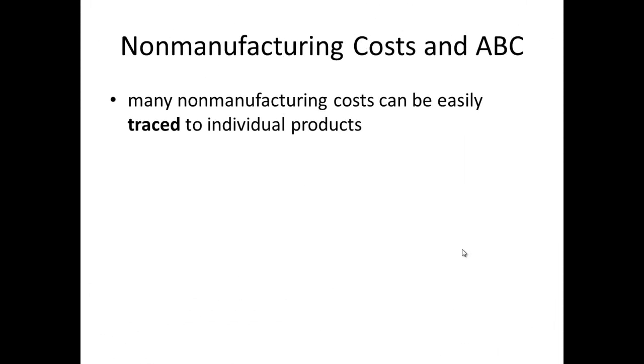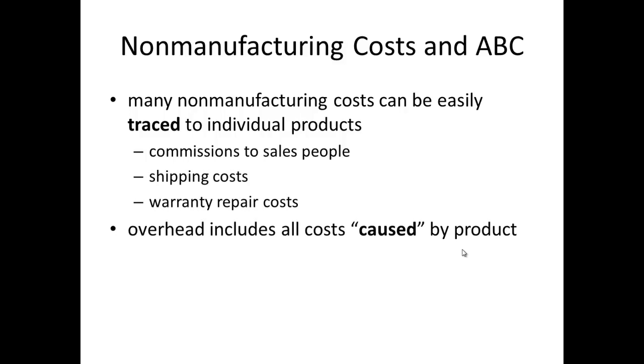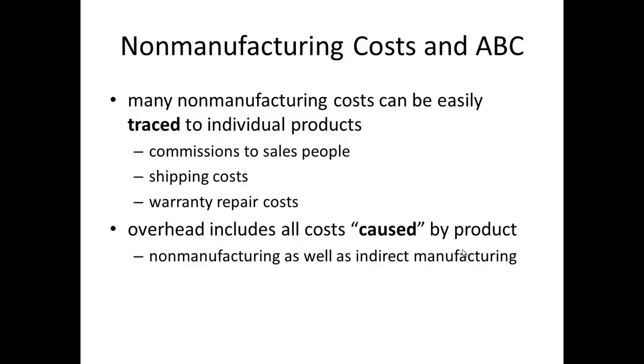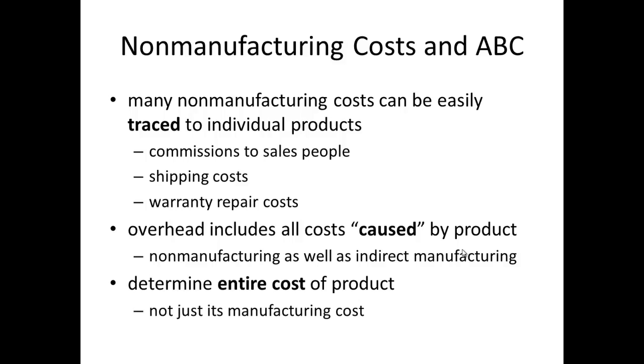When you look at non-manufacturing costs in an ABC environment, a lot of these non-manufacturing costs can be easily traced to individual products, like commissions to salespeople, the shipping cost, warranty repair costs. The overhead includes all costs that are caused by the product, non-manufacturing as well as indirect manufacturing. This helps us to determine the entire cost of a product, not just its manufacturing costs.